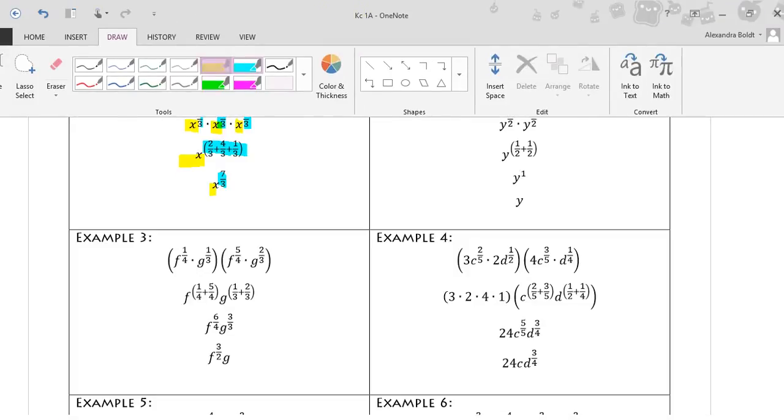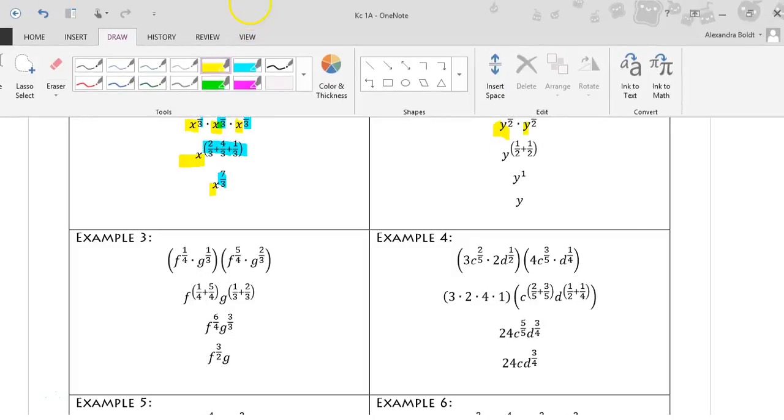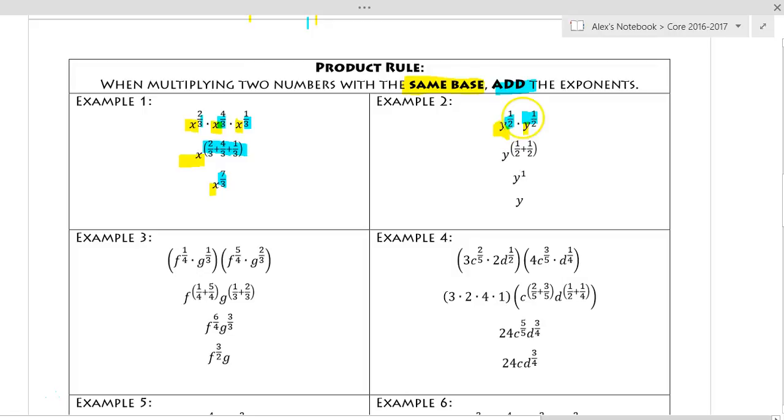Looking at example 2, again, I want to look for the same base. I have a y here and a y here. And then I have my exponents.